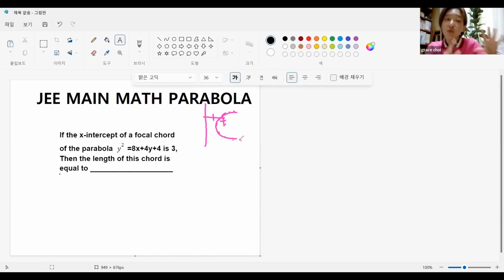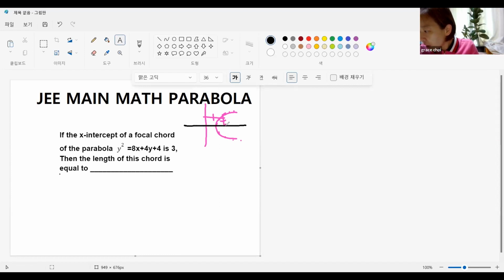Okay, read the question first. If the x-intercept of the focal chord of the parabola y squared equals 8x plus 4y plus 4 is 3, then the length of this chord is equal to what? What is a focal chord?